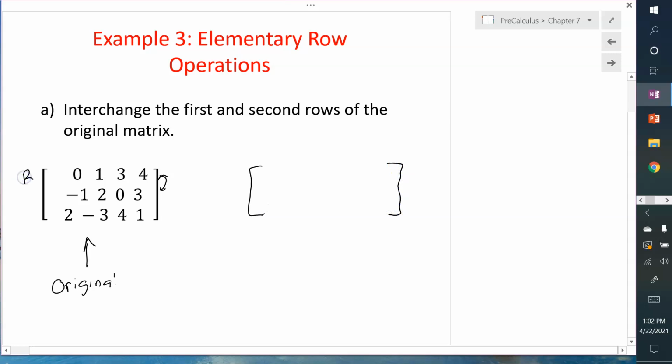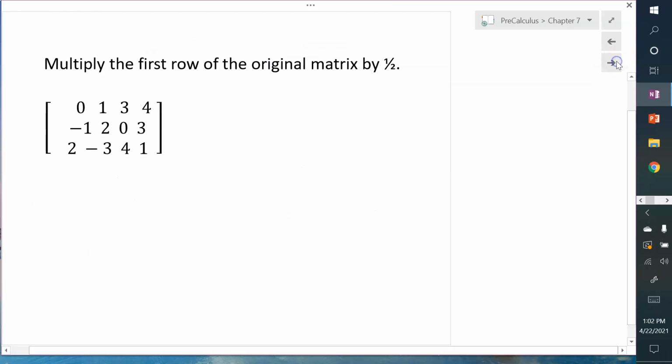This was row 1, row 2, and row 3. I'm going to put row 2 up in the row 1 spot. So -1, 2, 0, 3. And then I'm going to put row 1 in the row 2 spot. So 0, 1, 3, 4. And I didn't move row 3 at all. So 2, -3, 4, and 1. So we are allowed to swap our rows. Just like in section 7.3, I said we could trade equations' positions. We can do the same thing in a matrix.